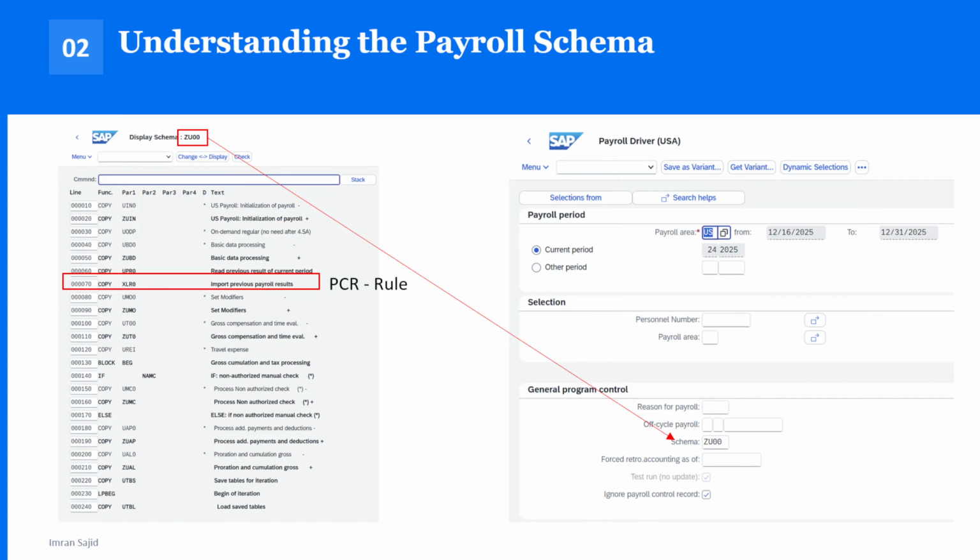But then in the middle of the program, we have, hey, are you entering a reason for payroll? Is this an off cycle? But then you have schema here. And what the schema is, is the business logic that we are processing for when we're running payroll.